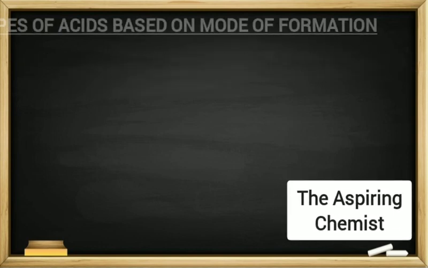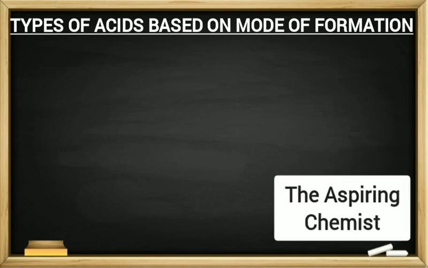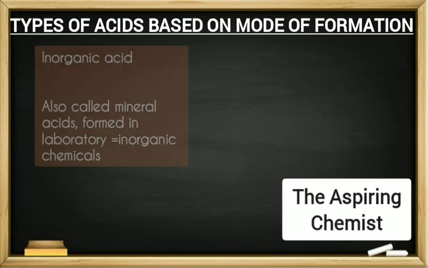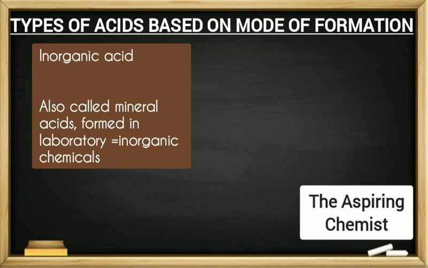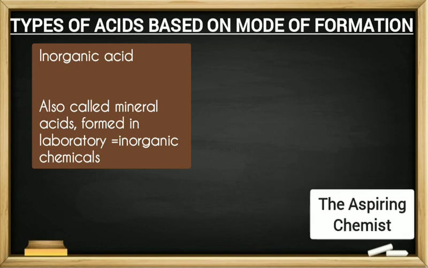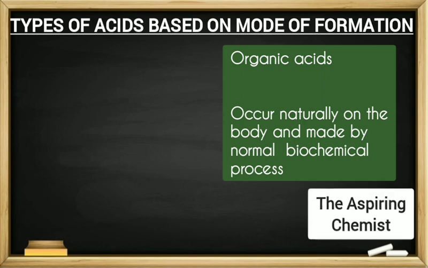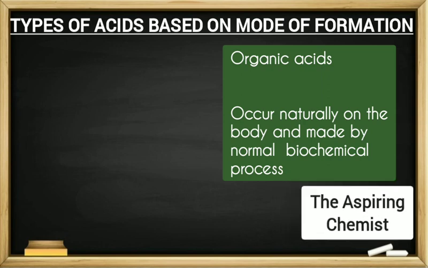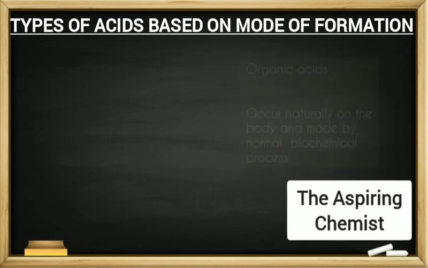Now, based on the mode of formation of acids, we have two types, which are the inorganic acids. These are also called mineral acids, and they are formed in a laboratory with inorganic chemicals. And we have organic acids, and these are chemicals that occur naturally in the body, made by normal biochemical processes.